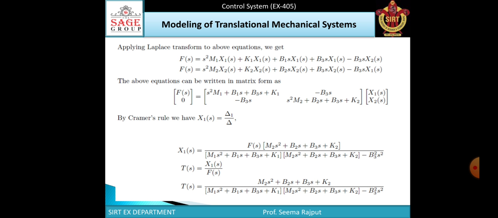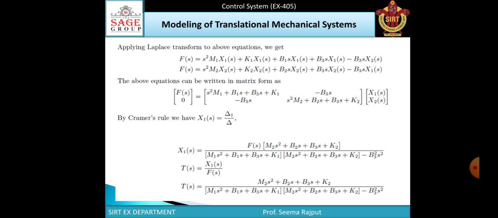By Cramer's rule we have X1 equal to Δ1 by Δ. Here Δ1 is F(s) times (M2 s² plus B2 s plus B3 s plus K2), and Δ is the overall multiplication (M1 s² plus B1 s plus B3 s plus K1)(M2 s² plus B2 s plus B3 s plus K2) minus B3² s².